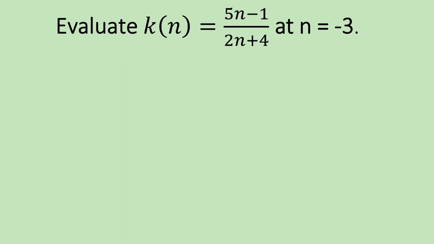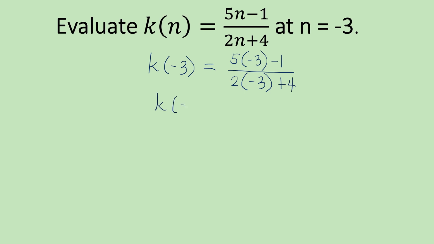Next. Evaluate k of n equals 5n minus 1 all over 2n plus 4 at n is equal to negative 3. So again, we're going to substitute the given value, negative 3, to all n's of the given function. So the given function will now become k of negative 3 is equal to 5 times negative 3 minus 1 all over 2 times negative 3 plus 4. Okay? Okay, perform the operations on the numerator. By following PEMDAS, we're going to multiply 5 by negative 3 first. It's negative 15 minus 1. In the denominator, we're also going to observe PEMDAS, so multiply 2 by negative 3 first. It's negative 6 plus 4.